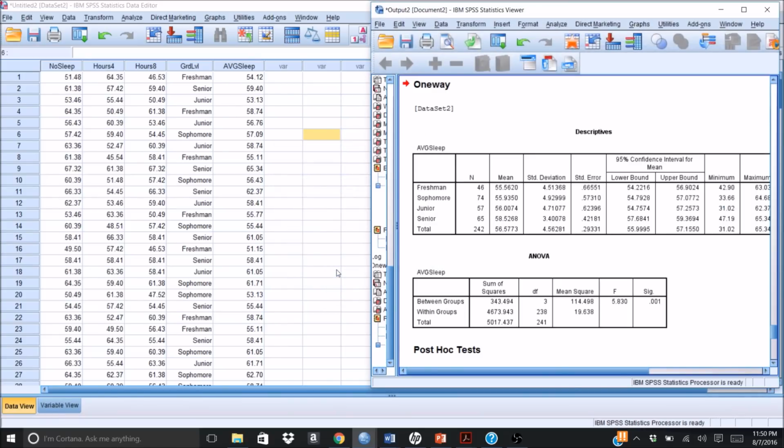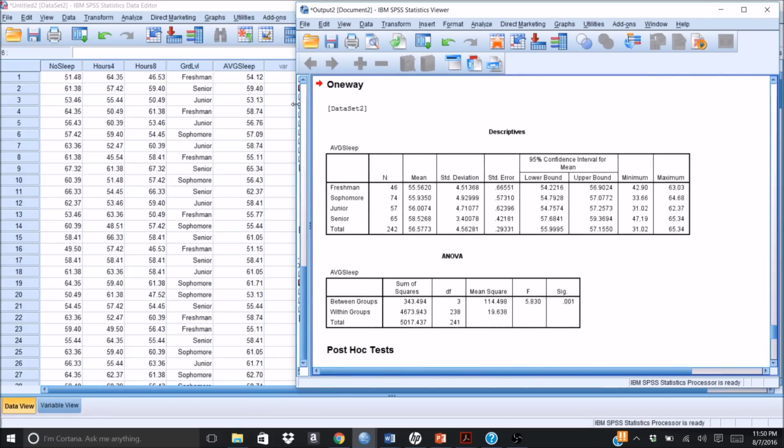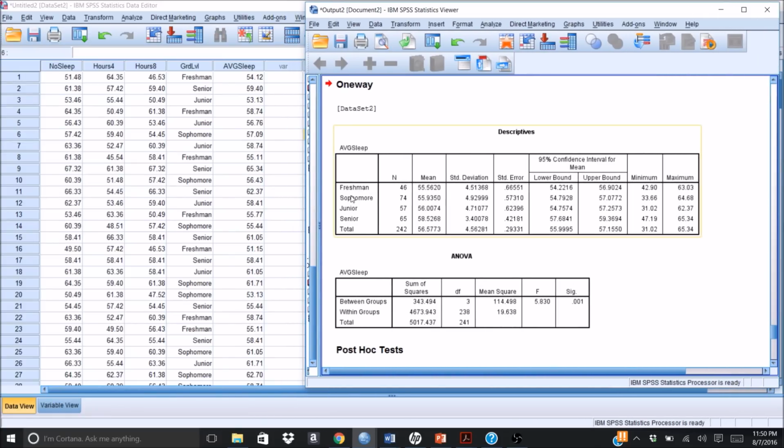And I'm going to hit OK. And I have some more outputs. So I've got my descriptives here. I've got my freshmen, my count of how many freshmen there are, and then their average, the freshman average, and the standard deviation, and the same for the sophomores, juniors, seniors. And I've got my total.